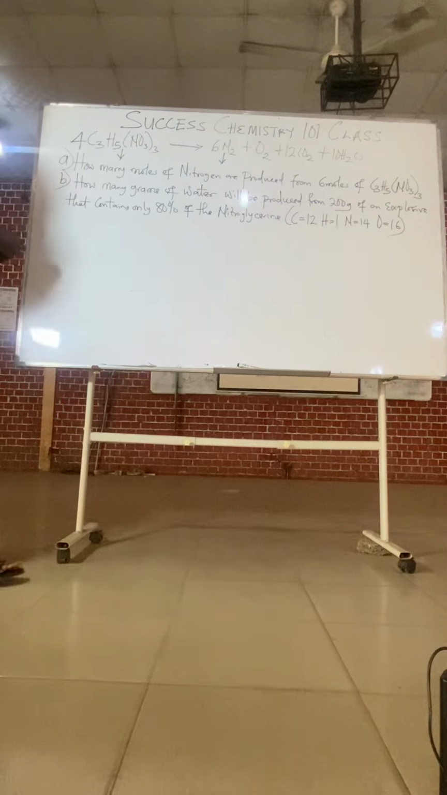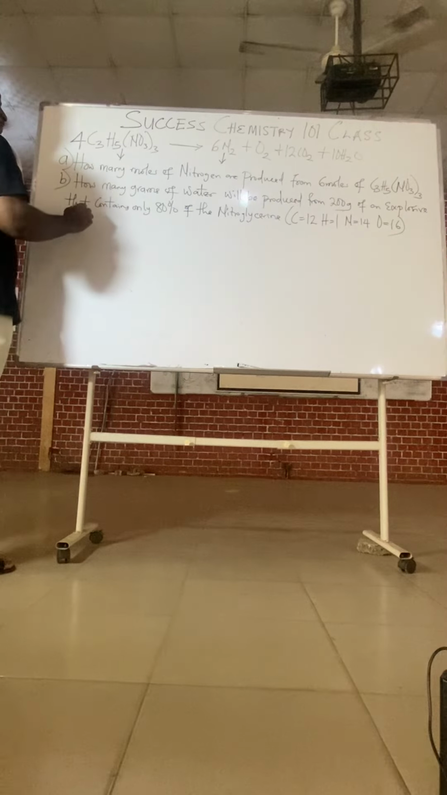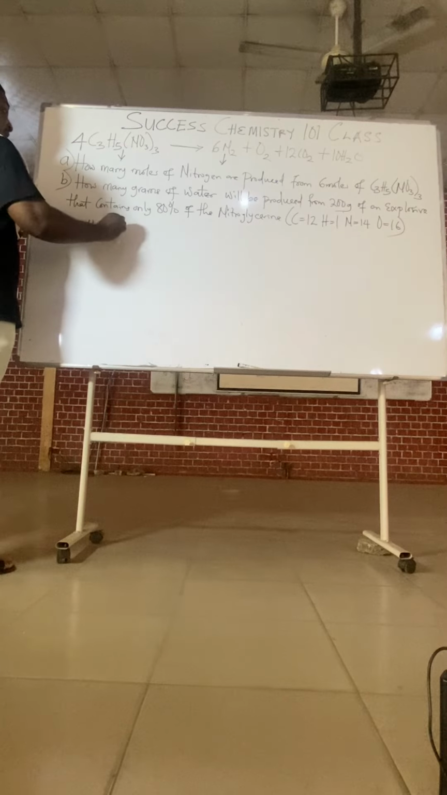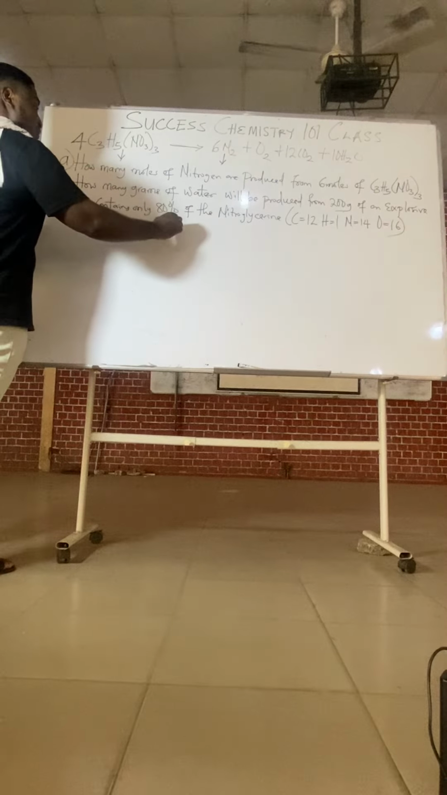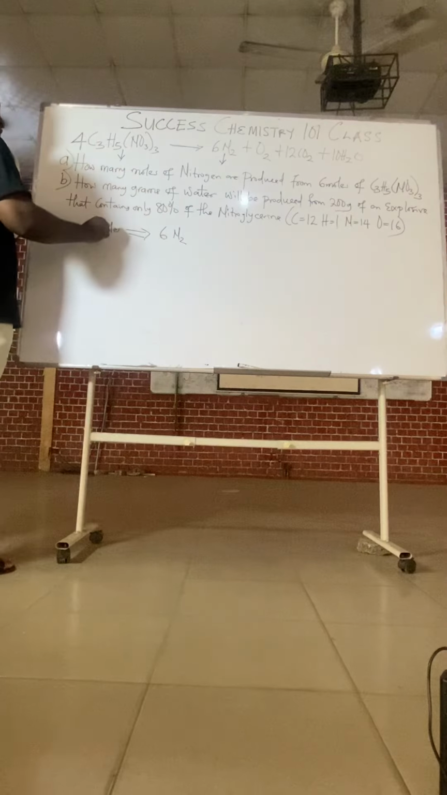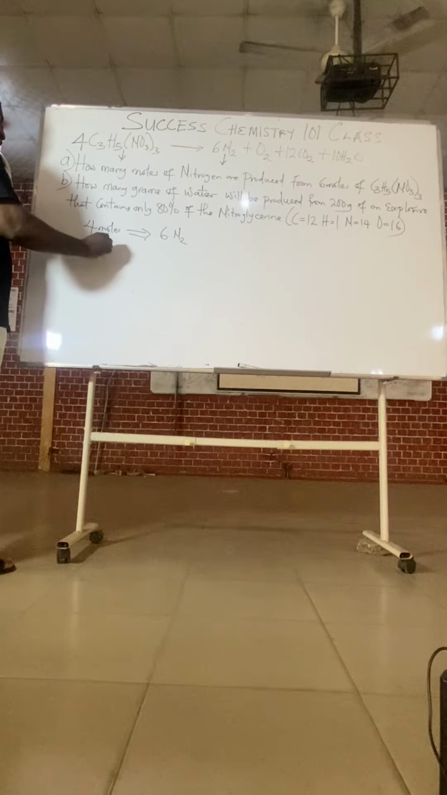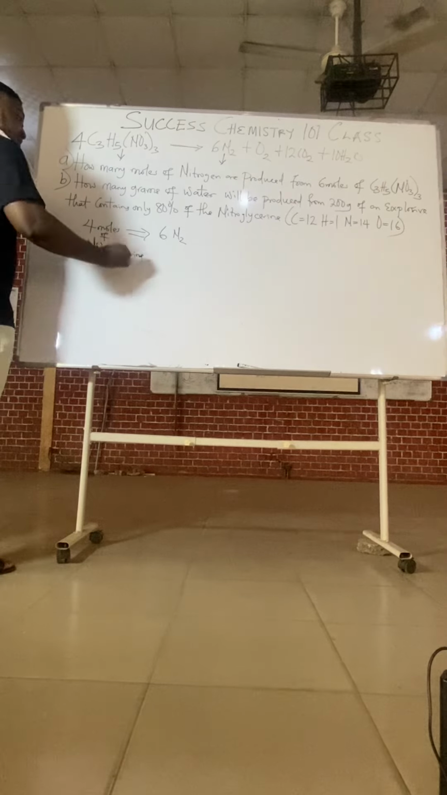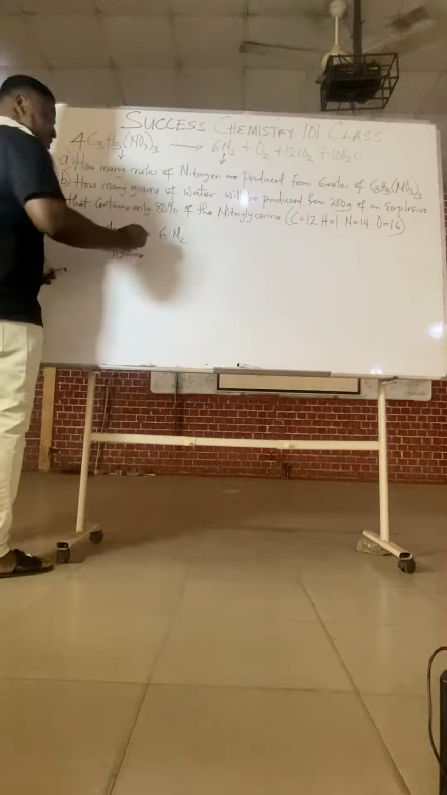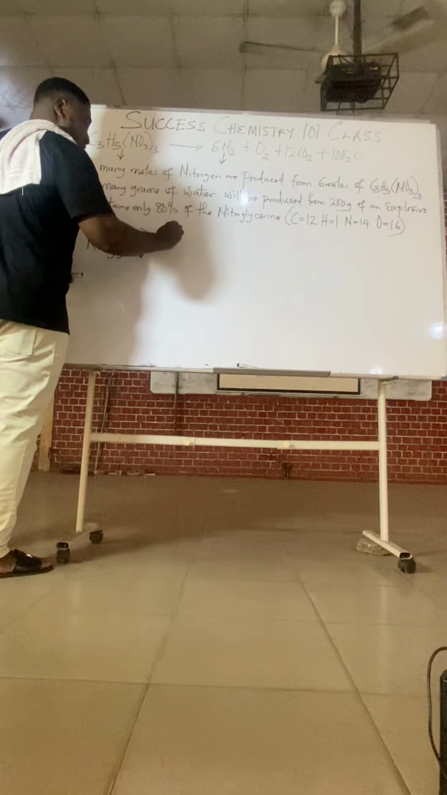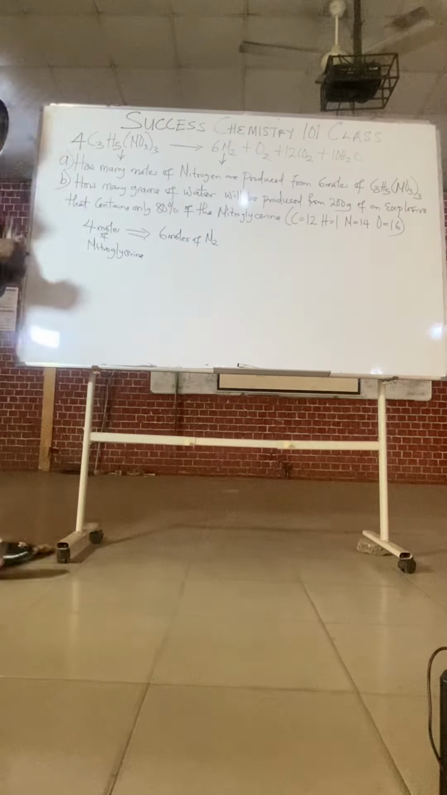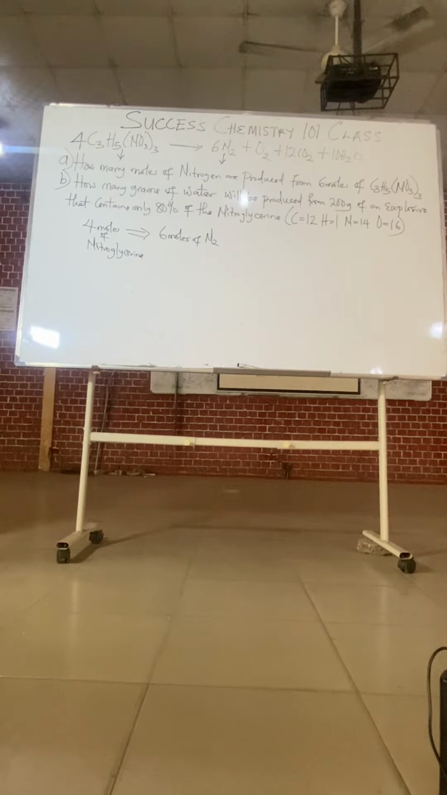From the balanced equation, 4 moles of the nitroglycerine gave 6 moles of nitrogen. Four moles of nitroglycerine gave 6 moles of nitrogen.